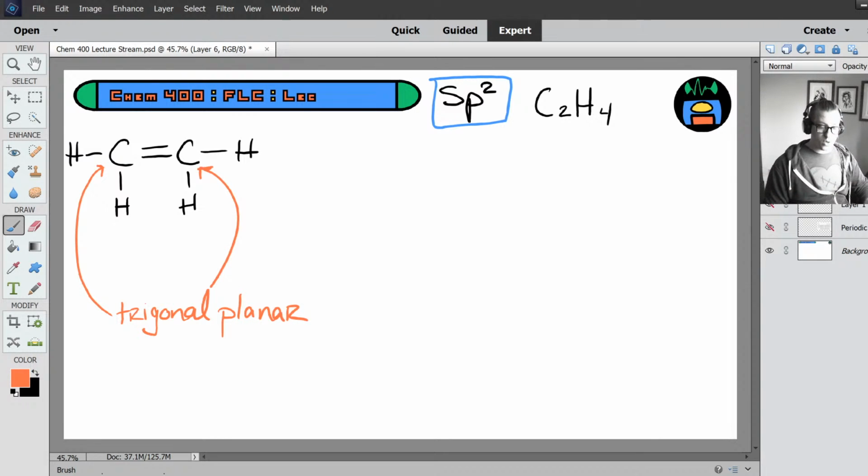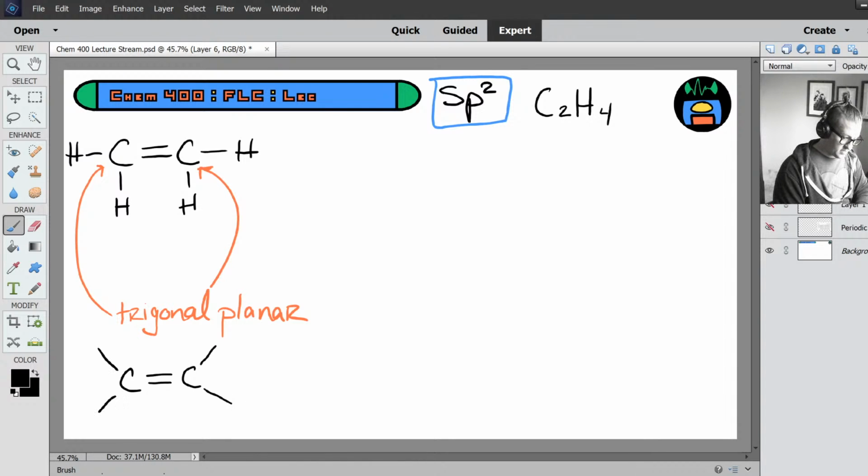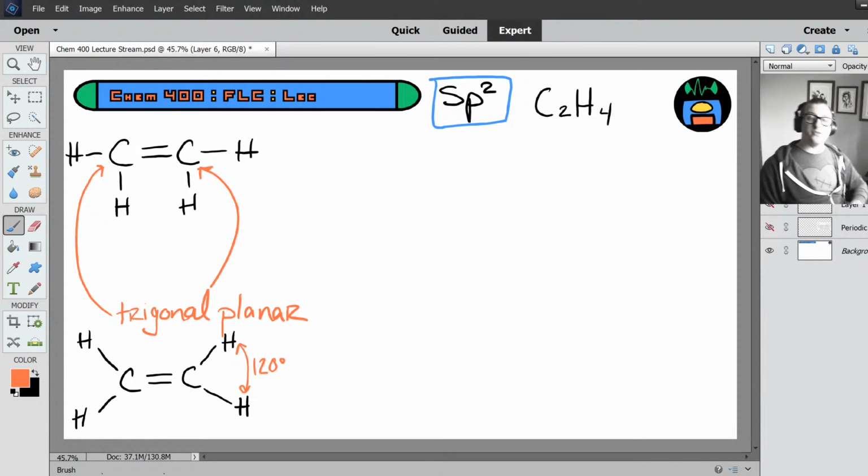So if we wanted to draw a 3-dimensional representation of this molecule, it would look like so. All the bonds would be in the same plane, and our bond angles here are 120 degrees. So far, no new information, right? This is all VSEPR theory.